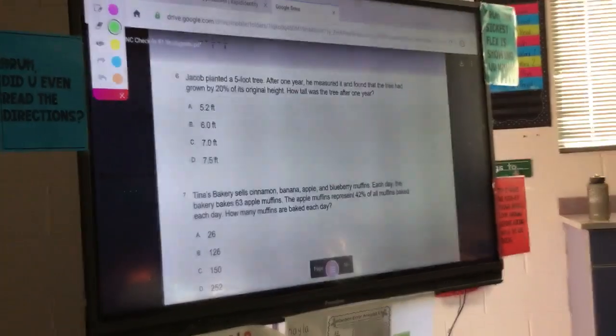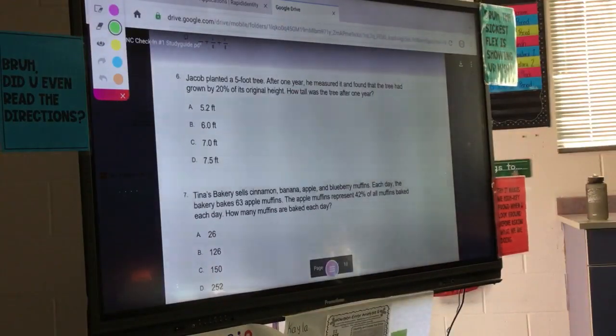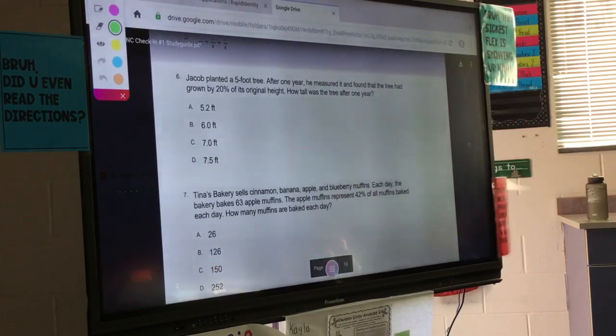So it says Jacob planted a 5-foot tree. After 1 year, he measured it and found that the tree had grown by 20% of its original height. How tall was the tree after 1 year? Alright, Ansley, come up here and solve it.